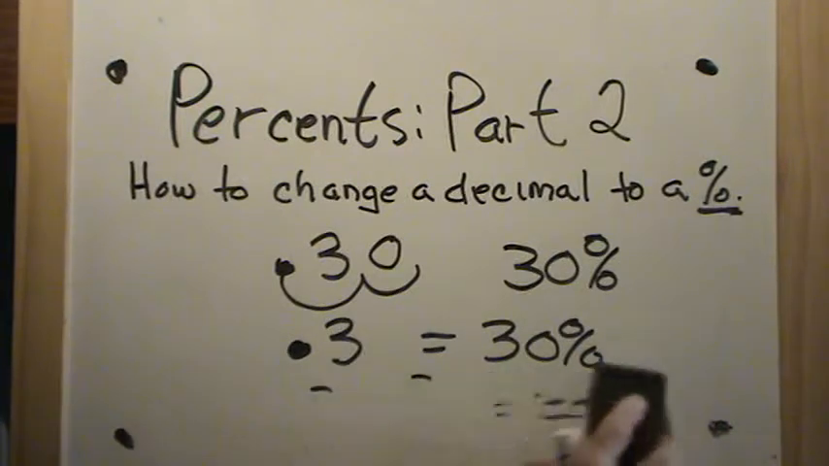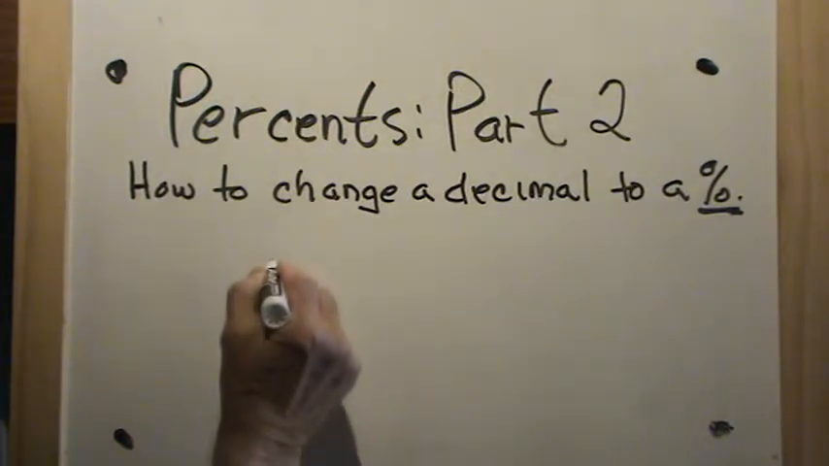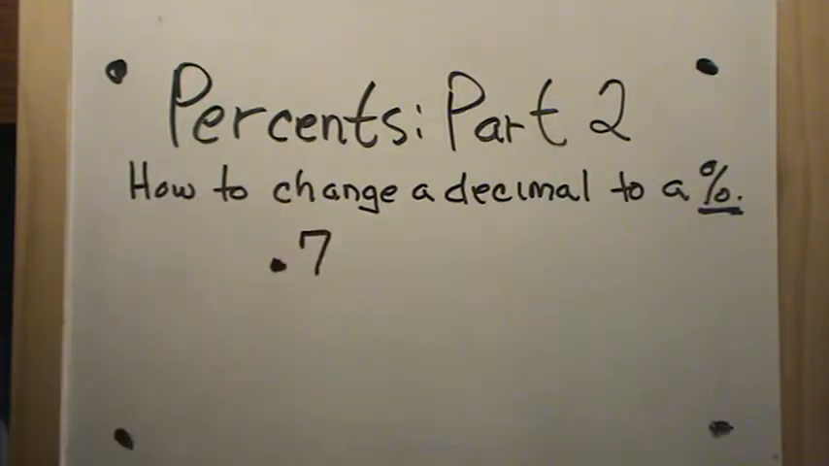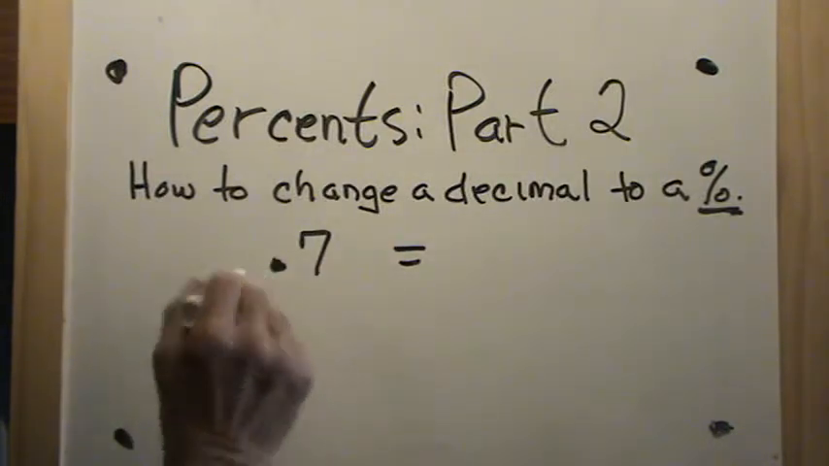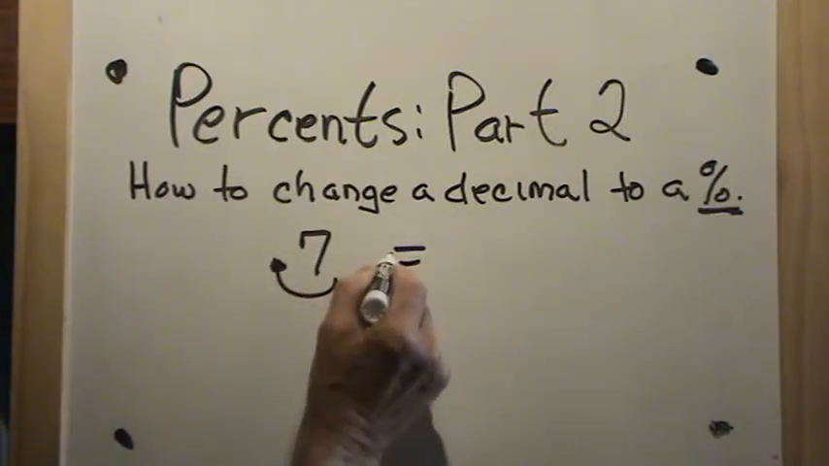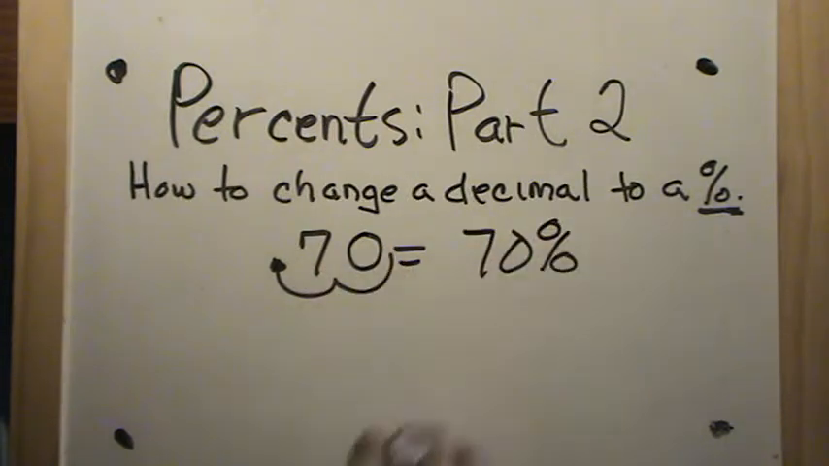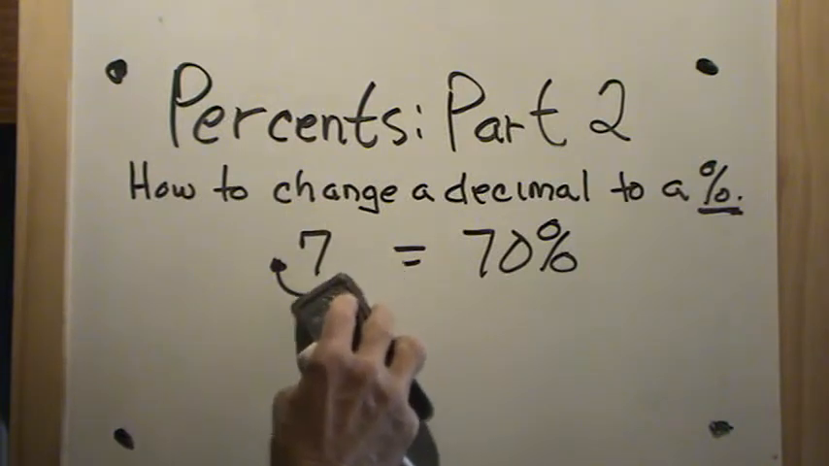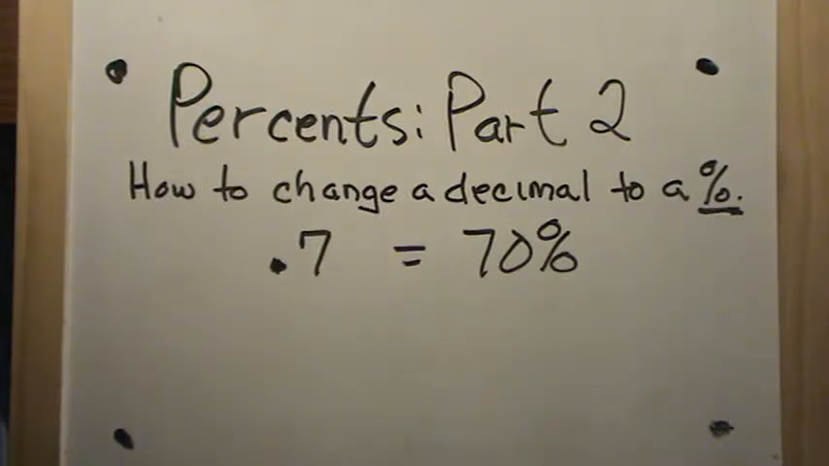So let me review that skill again. We might have a decimal like this, .7, 7/10. And if I want to change it to a percent, I move the decimal place two places to the right, 1, 2. But there's nothing there, so I put a 0. So .7 is equivalent to 70%. Quick review. To change any decimal to a percent, you move the decimal two places to the right.